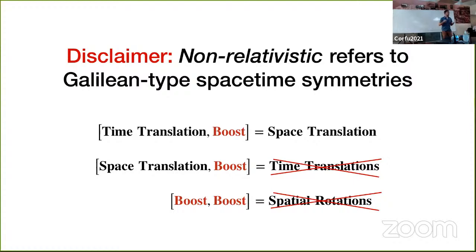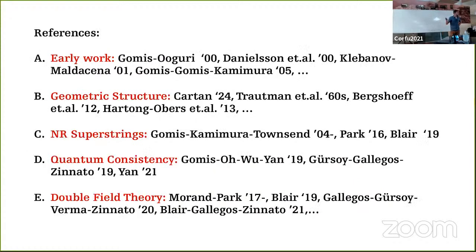Because non-relativistic is, of course, a very vague title, but whenever I say non-relativistic, I mean space-time symmetries of that type. Okay, here's a list of references that has been important for our work. It's not a full list, obviously, but I think it gives a nice overview.